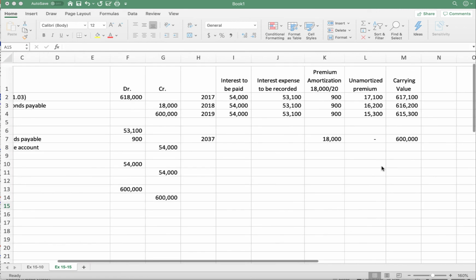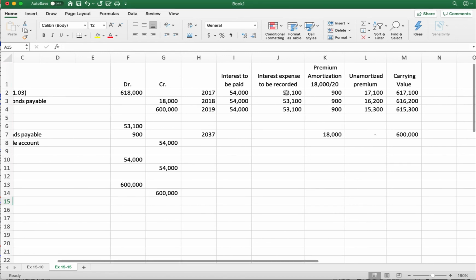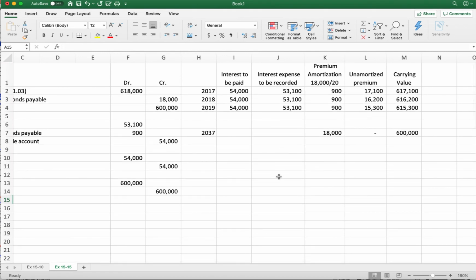Bump the brakes. Real quick, the same thing works if we are amortizing a discount. The only catch is instead of subtracting, we have to add. Okay, we have to add. So keep that in mind and keep that in your notes. If we're dealing with a premium, we need to subtract to figure out what our interest expense to be recorded is. Okay? If we are dealing with a discount, to figure out what our interest expense to be recorded is, we need to take the amortization and add that to the interest to be paid. Okay?